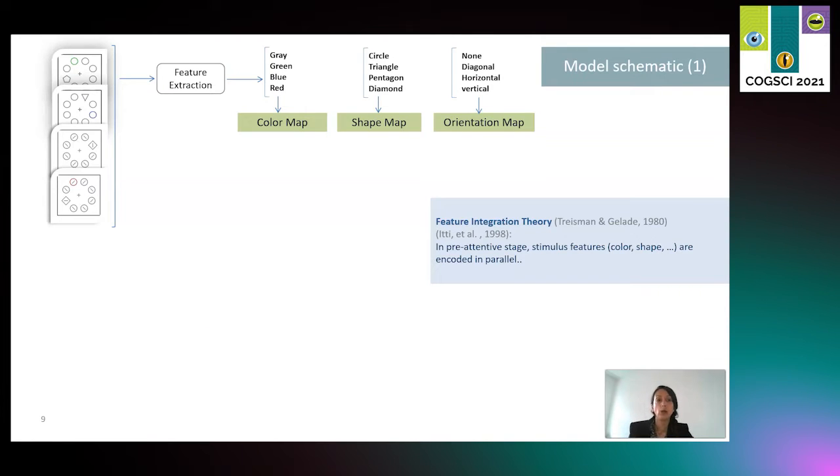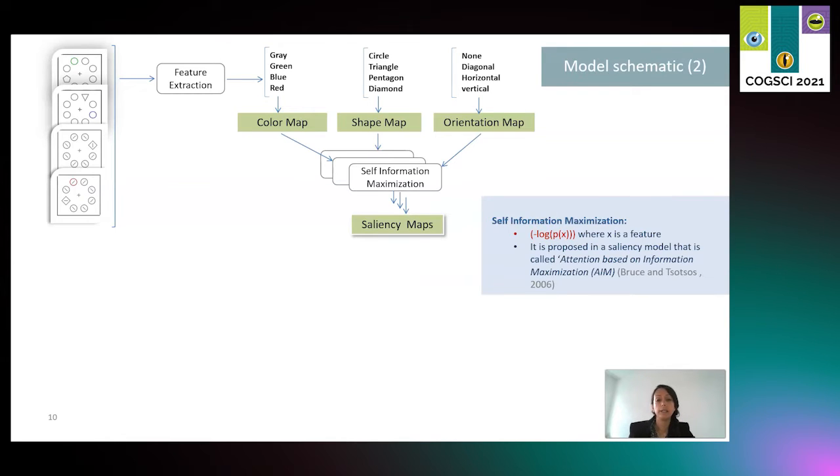In the next slides, I go step by step through the model to see how our model works. This is the first step, where by feature extraction, feature maps are made: color map, shape map, orientation map, based on feature integration theory. The theory says in the pre-attentive stage, stimulus features like color or shape are encoded in parallel. The next step is making saliency maps, and we used self-information maximization to make our saliency maps. It was proposed before in a saliency model that was called attention based on information maximization.